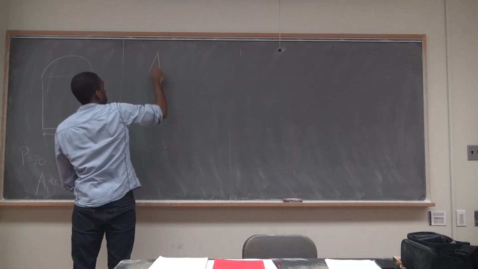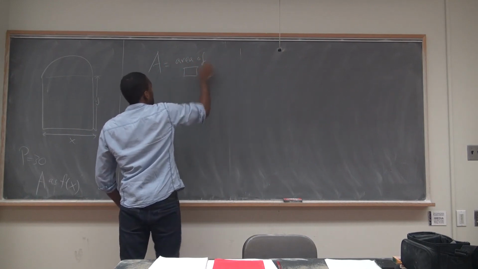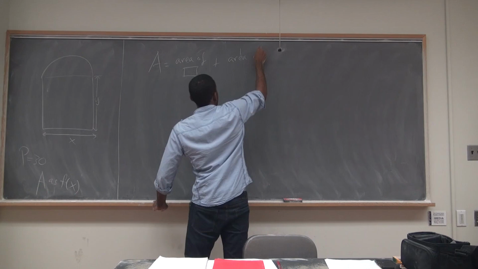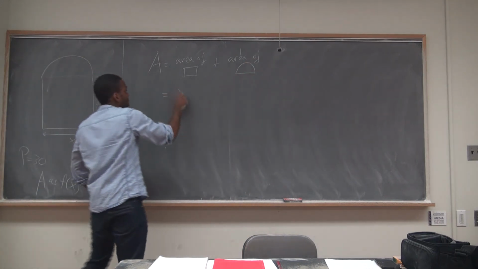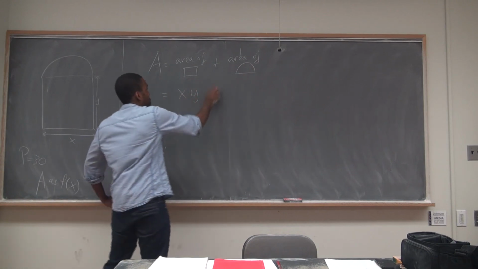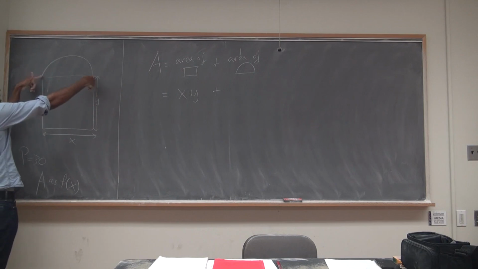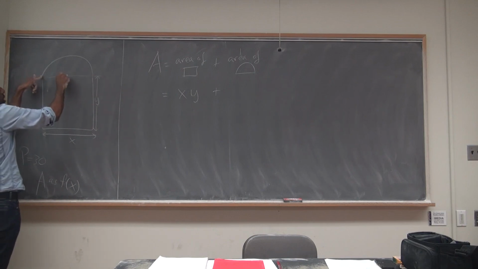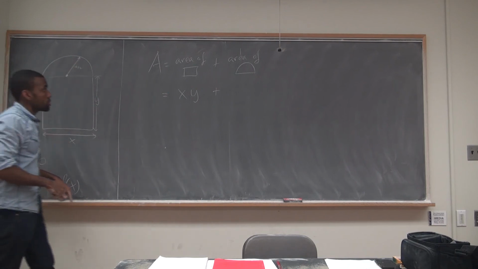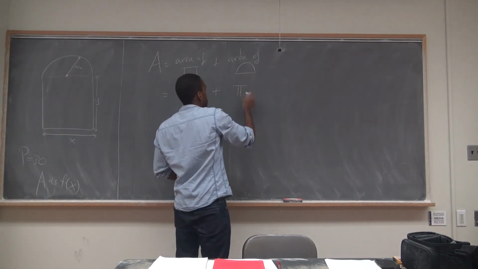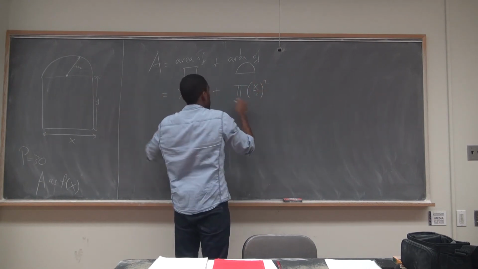So we're going to start with the area is area of rectangle plus area of the semicircle. What's the area of the rectangle? That's just x times y. Plus, what's the area of the semicircle? Well, the whole width is x. That ends up being the diameter of this circle, which means the radius would be x over 2. What's the area of a circle? Pi r squared. So it's pi times x over 2 squared, but I only have a semicircle, so I cut that in half.